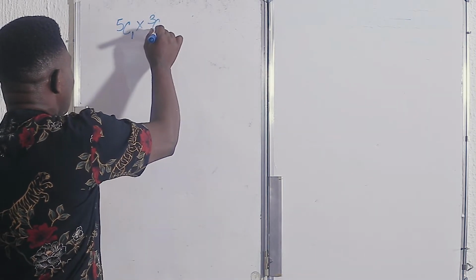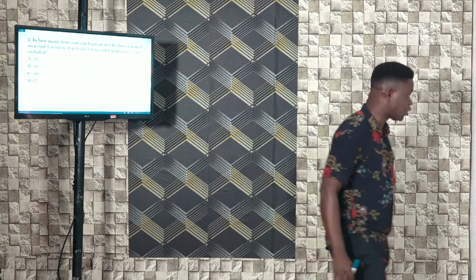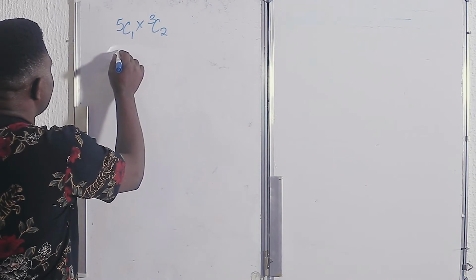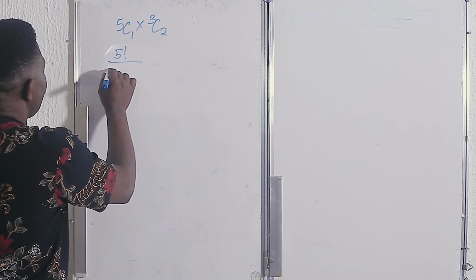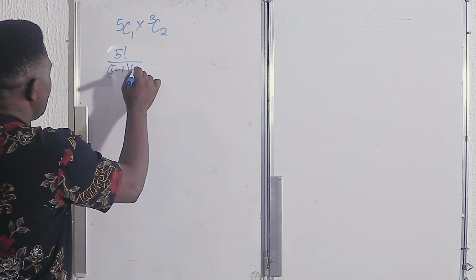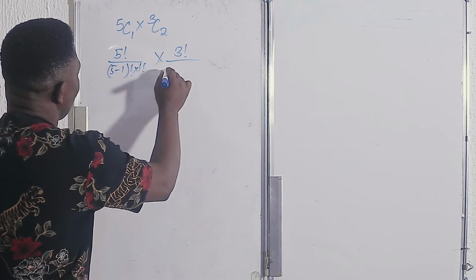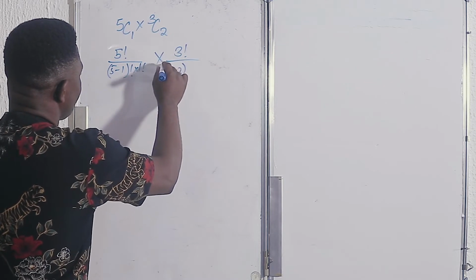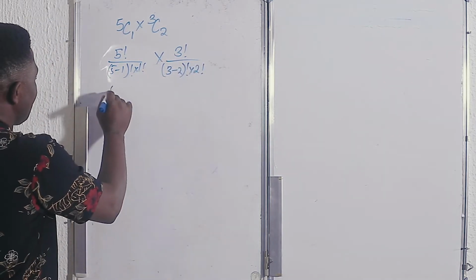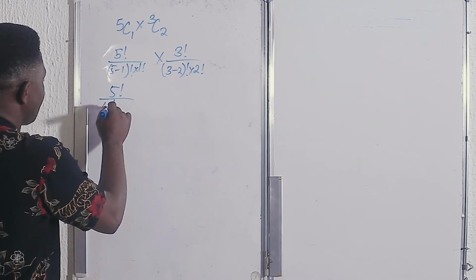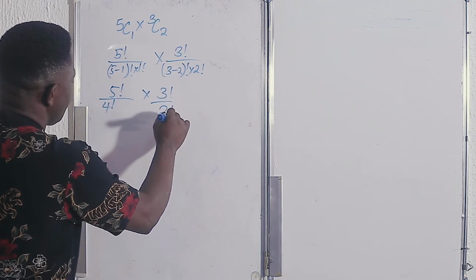times 3 combination 2. 5 combination 1 is the same thing as 5 factorial all over 5 minus 1 factorial times 1 factorial, times 3 factorial all over 3 minus 2 factorial times 2 factorial. This will give you 5 factorial all over 4 factorial times 3 factorial all over 2 factorial.